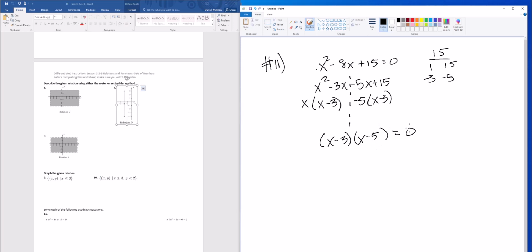So since it's set equal to 0, the zero product principle: we set each of these equal to 0. Add 3. Add 5. So that's my answer.